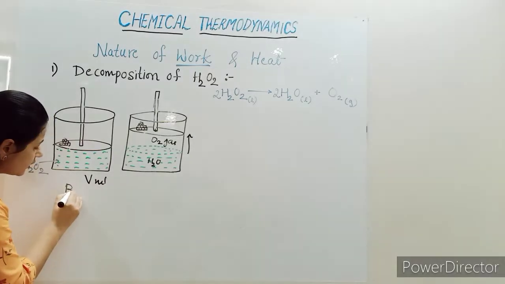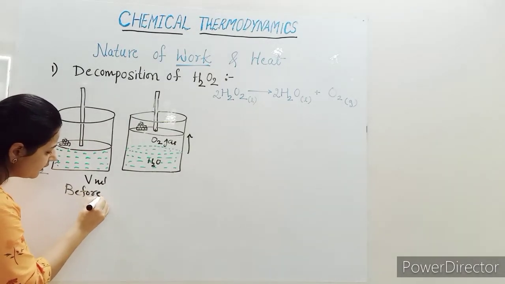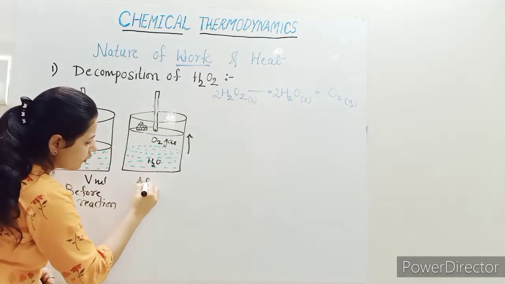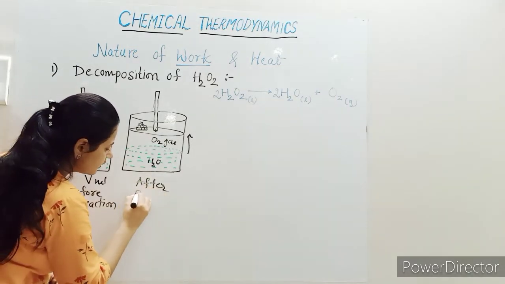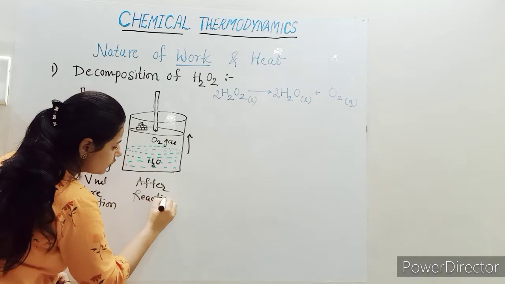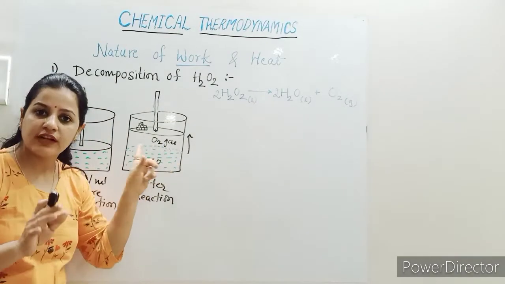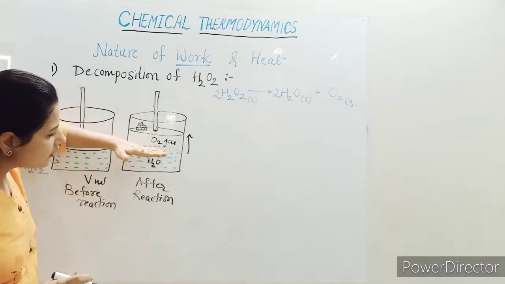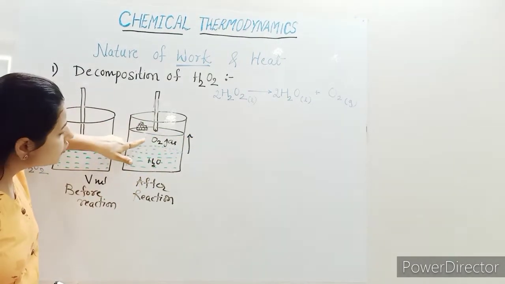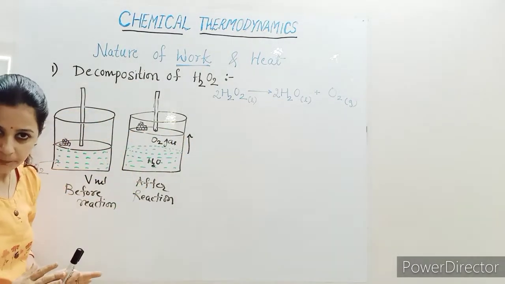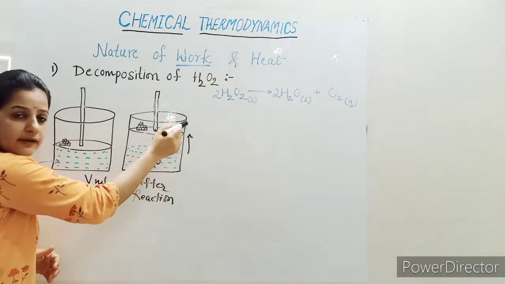This is before the reaction has started. And once the reaction gets complete, this is the final result after the reaction. Okay, when the reactions get completed, this water and oxygen will get separated. अब ये oxygen ने क्या किया है? It had moved the piston in the upward direction. Now this is a system. Okay, अब ये system क्या कर रहा है?